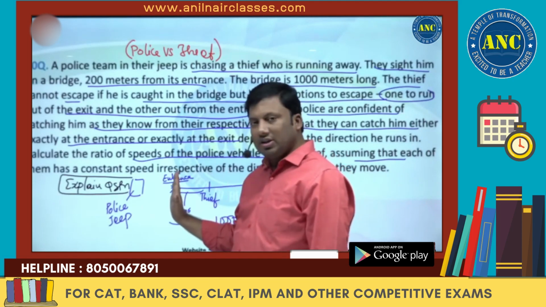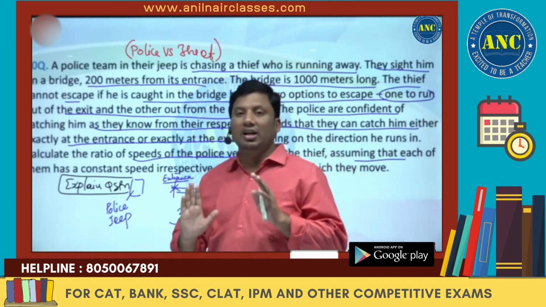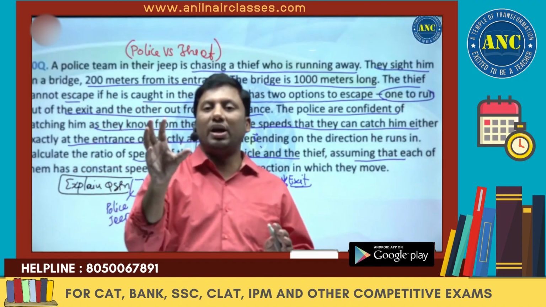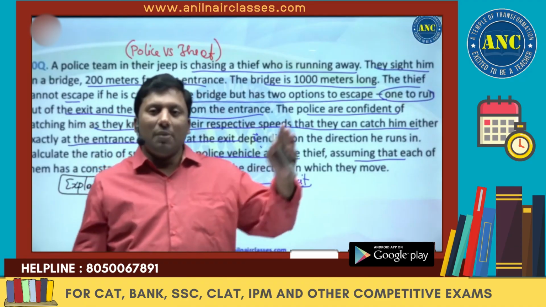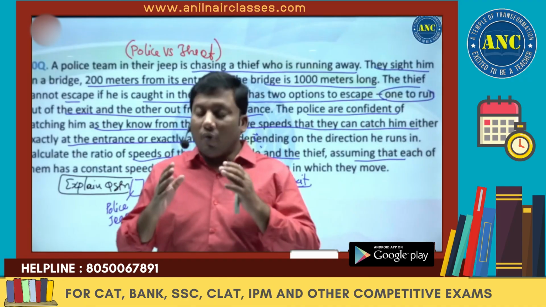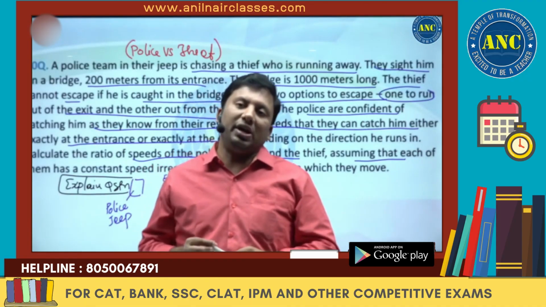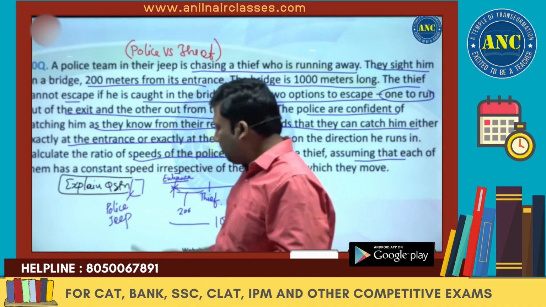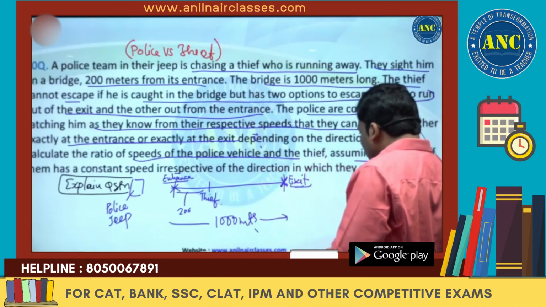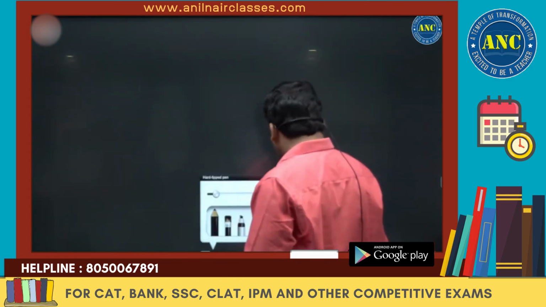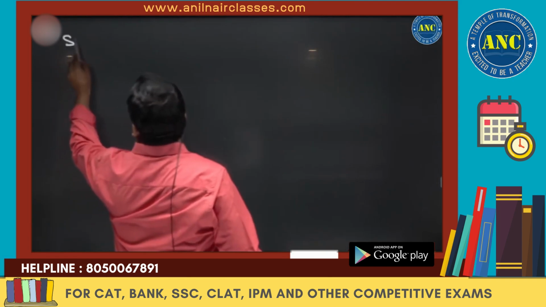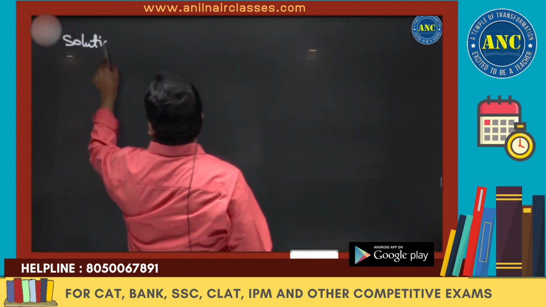If the thief is going this side or this side, he is maintaining a constant speed. Again, the question is clear. A thief is at 200 meters from the entrance of the bridge. The police is at some distance farthest from the entrance of the bridge. What should be the ratio of the speed of police to thief such that police can catch the thief either at the entrance or at the exit? This is why I gave this question, because it also uses virtual positioning. First I will explain this question to you.